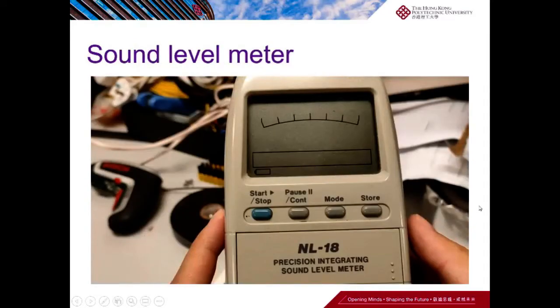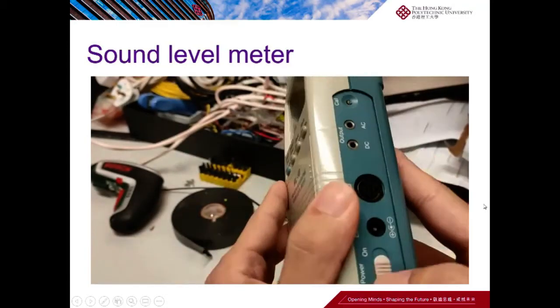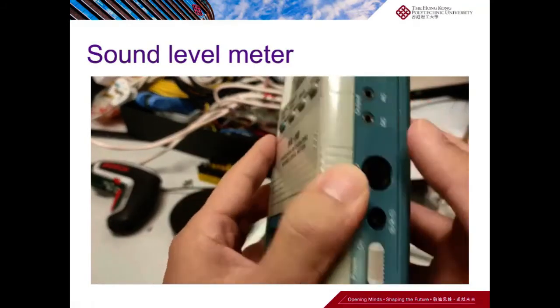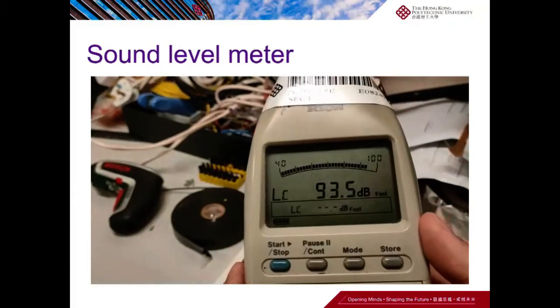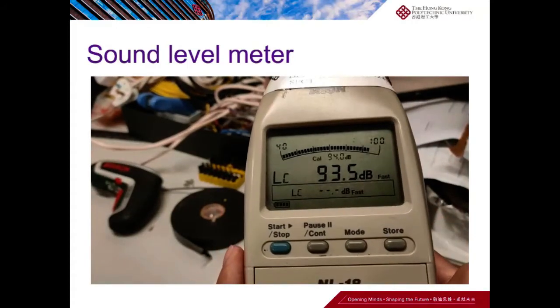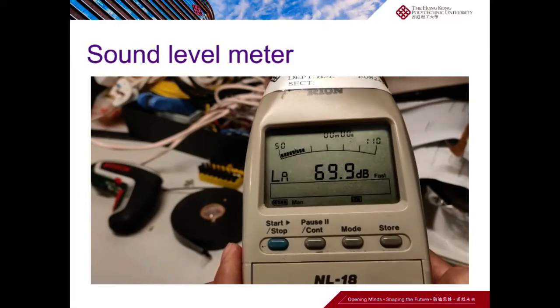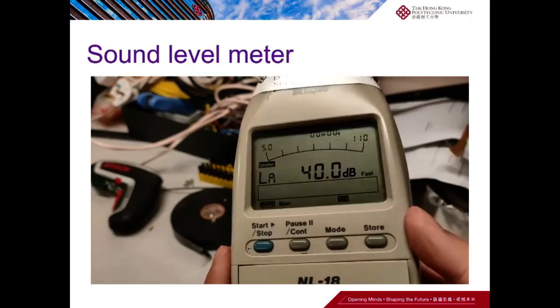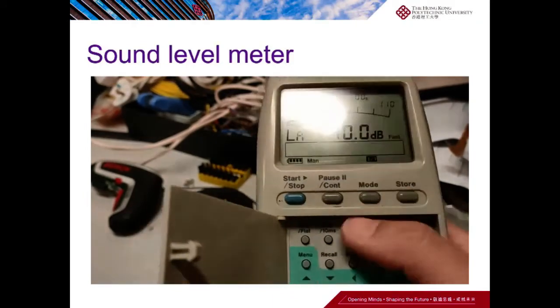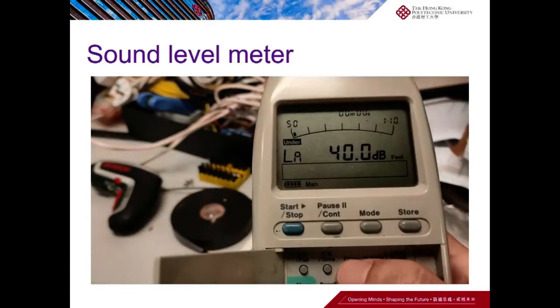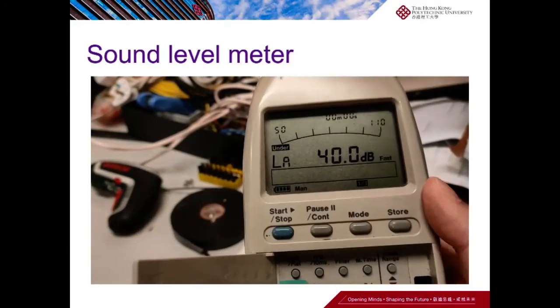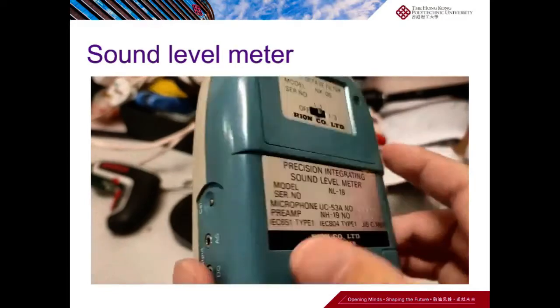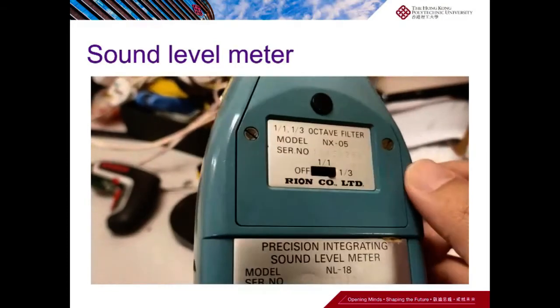Now let's learn to use the sound level meter. Put the switch to the on position. Waiting for the starting of the meter. You can put down the filter button to show the octave band. Use this switch to adjust the octave band.